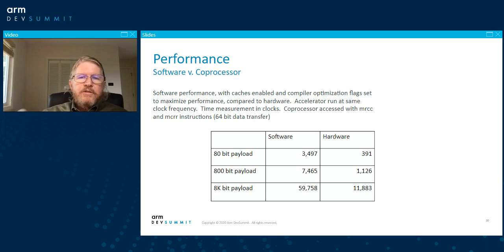And what we were able to see is that in software for 80 bits, it took almost 3,500 clocks. Using the coprocessor, it was just 391 clocks. For an 8,000-bit payload, it's almost 60,000 clocks in software and just 11,000 clocks in hardware.